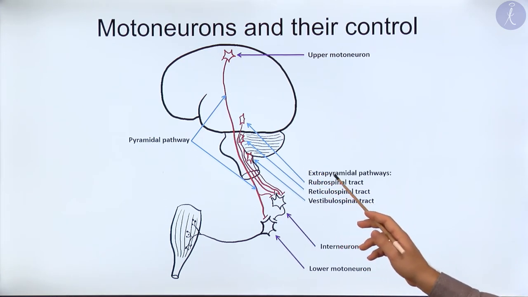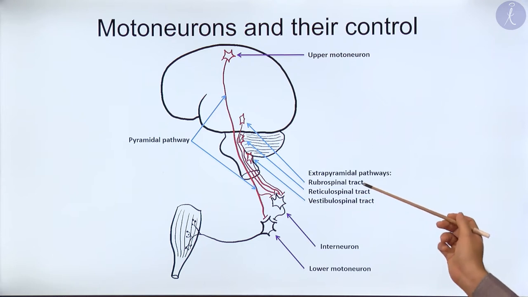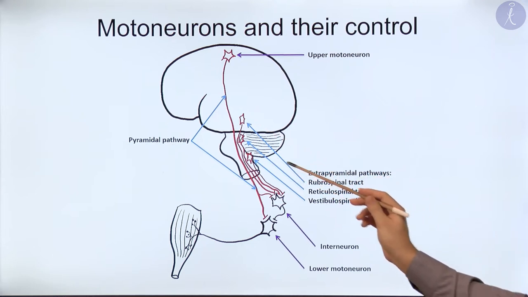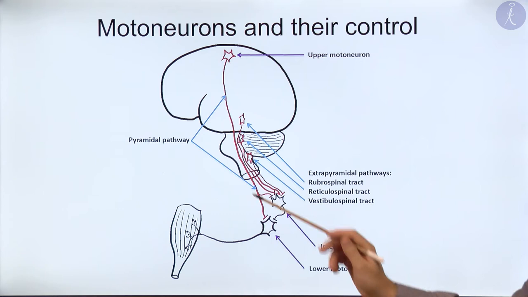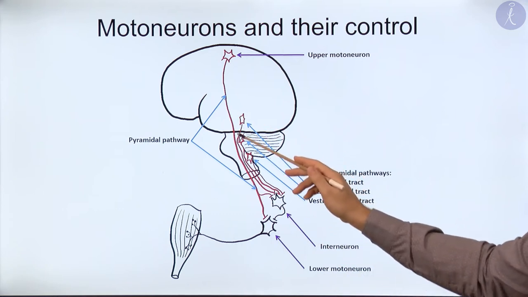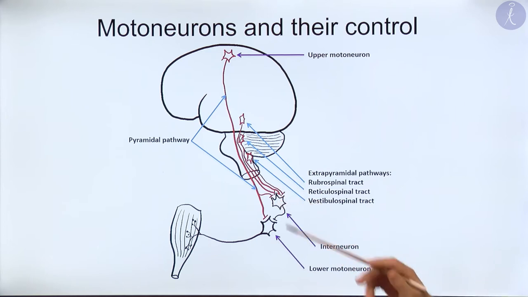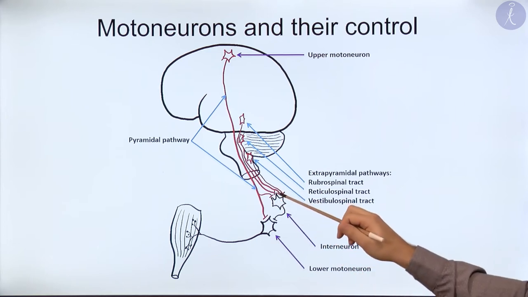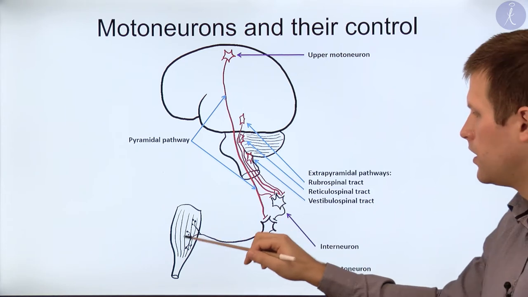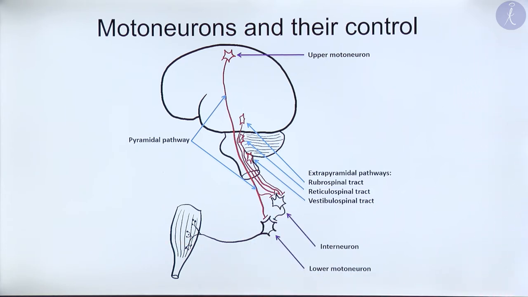The so-called extrapyramidal pathways, such as the rubrospinal, reticulospinal, and vestibulospinal tracts, come from the brainstem and altogether terminate just on interneurons. And via the interneurons they control the function of the muscle and the lower motor neuron.